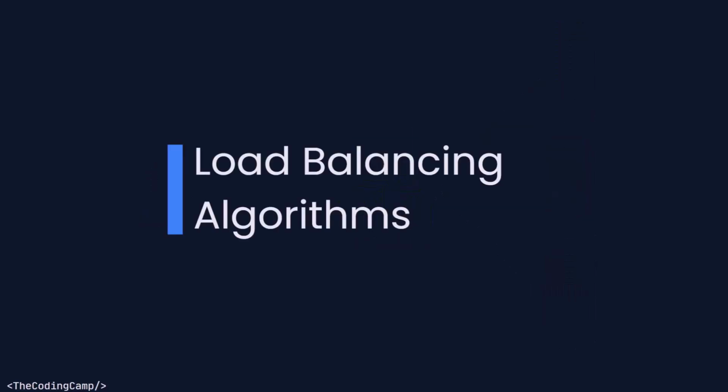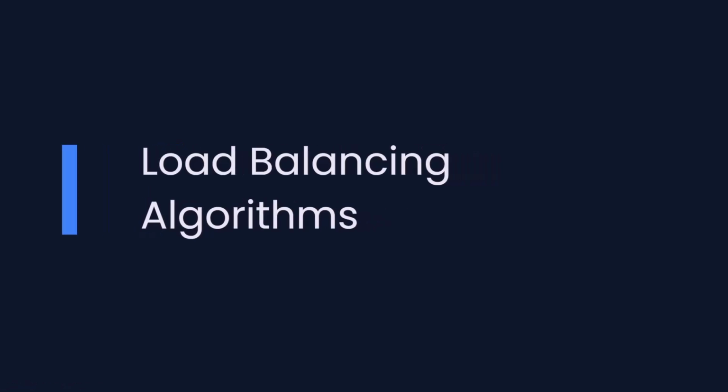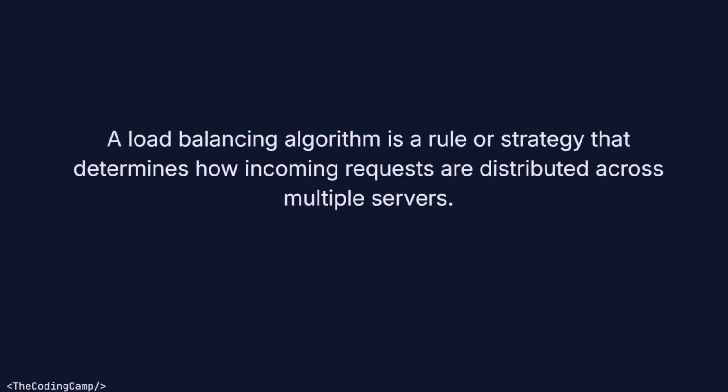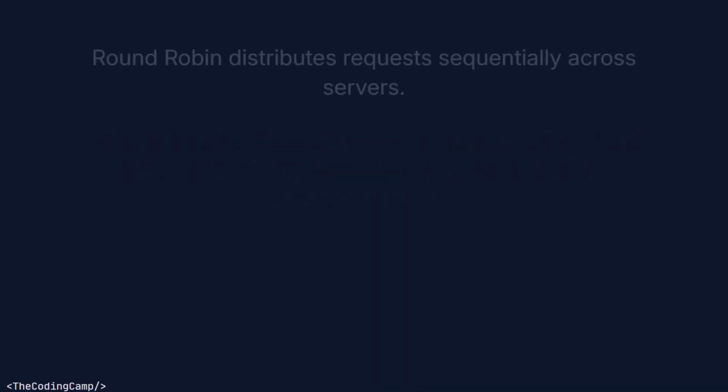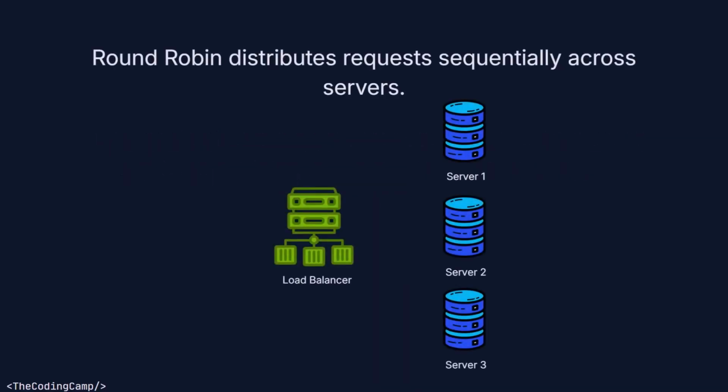In the previous lecture, we explored what load balancing is and why it matters. Now we'll go deeper into the core intelligence behind load balancers, the algorithms that decide where each request goes. A load balancing algorithm is a rule or strategy that determines how incoming requests are distributed across multiple servers. The goals of these algorithms are even distribution of traffic, minimizing response time, and maximizing resource utilization. Let's learn about the most common load balancing algorithms.